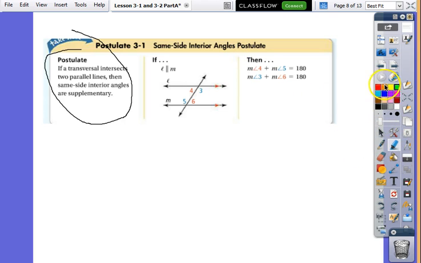So if you look at the diagram right here, I've got a line with an arrow on it and another line with an arrow on it. If they have the same number of arrows pointing in the same direction, that's the notation to indicate that the lines are parallel.